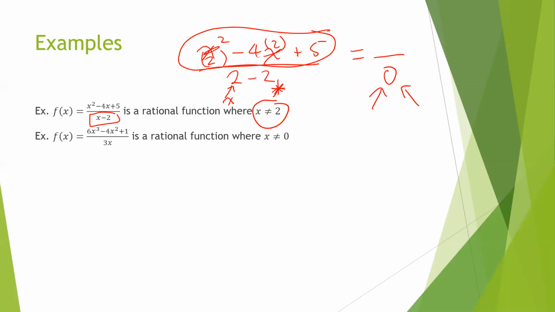Another example of a rational function is 6x cubed minus 4x squared plus 1 over 3x. This is a rational function because we have a cubic function, and again, you'll learn more about cubic functions next year in grade 12 math. It's still a polynomial function. You'll notice that the variable is in the base, and the exponents are whole numbers. That's what we already noticed about polynomial functions.